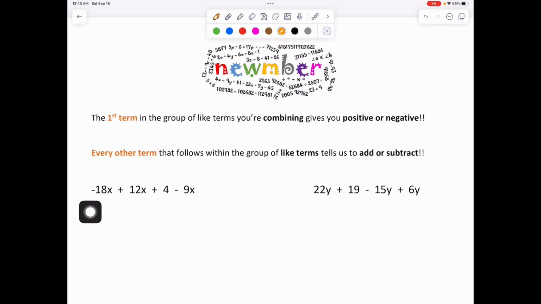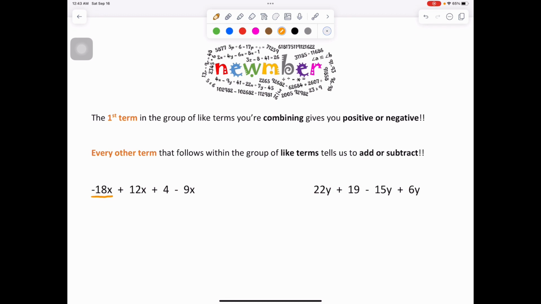Okay, let's take a look here at the expression negative 18x plus 12x plus 4 minus 9x. Ooh, how did we read that? Negative 18x plus 12x plus 4 minus 9x. Okay, first let's identify the like terms. I'm going to underline negative 18x. I prefer to underline. Sometimes I do circles or boxes, triangles, but if we're combining multiple groups, it's best if we just underline once, then underline twice, underline 3, etc.